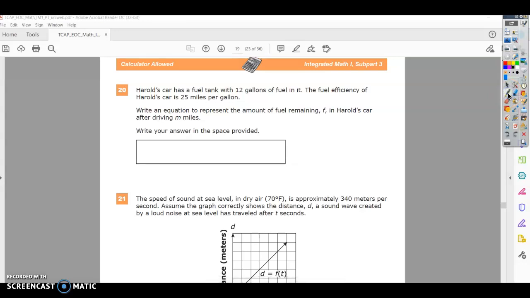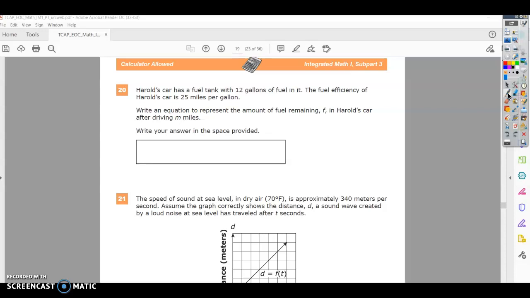Integrated Math 1, EOC Practice Test number 20. Harold's car has a fuel tank with 12 gallons of fuel in it. The fuel efficiency of Harold's car is 25 miles per gallon. Write an equation to represent the amount of fuel, F, in Harold's car after driving M miles. Write your answer in the space provided.